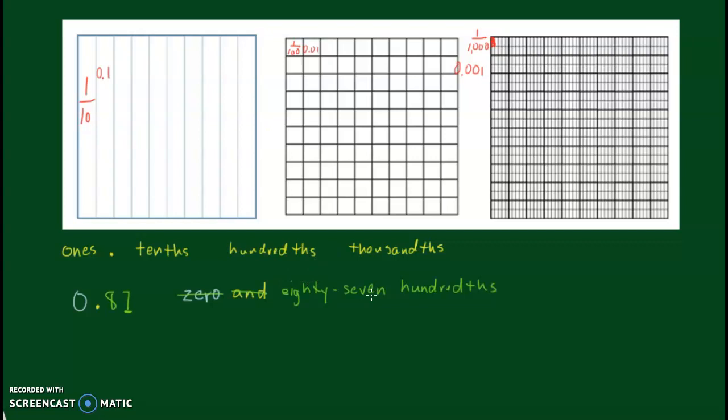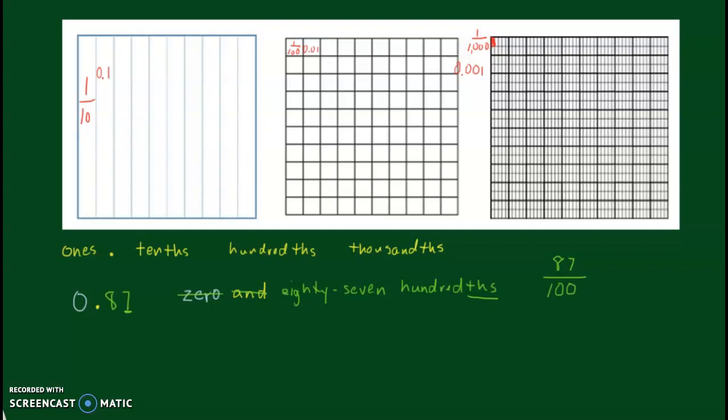Now, how would we write that as a fraction? Well, we look for the THS word. Here's our THS, and that's hundredths. The THS word becomes our denominator, so our denominator is going to be 100. The number of hundredths is 87, so 87 becomes our numerator. To write that as a fraction, it would be 87 over 100, or 87 hundredths.